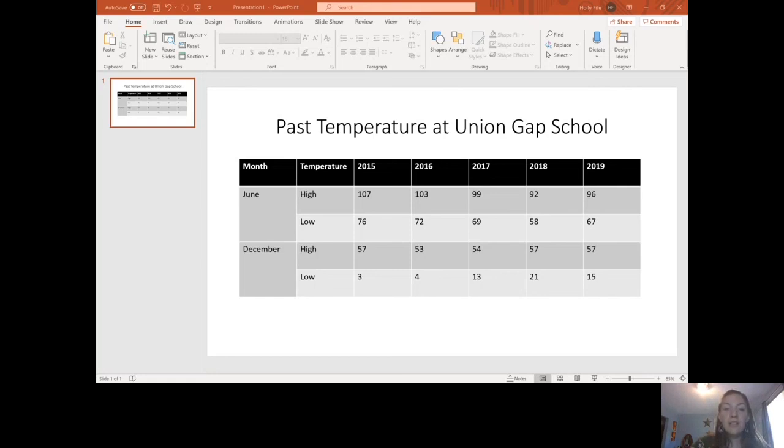This is all I need you to do for our high temperature in June for our school. It is up to you to finish the low temperature in June. You also need to complete high temperature in December and low temperature in December.